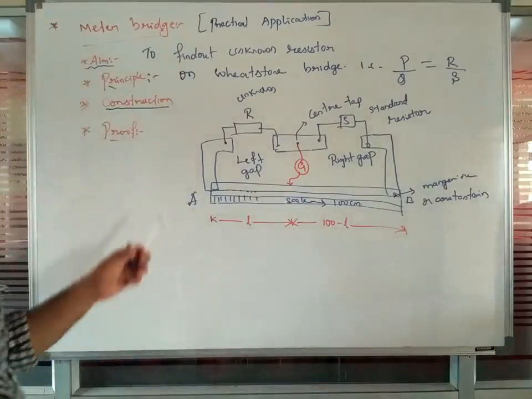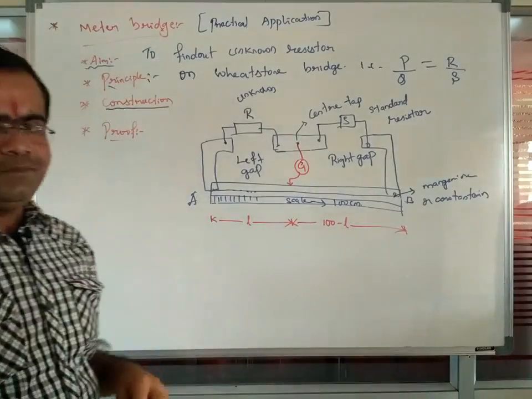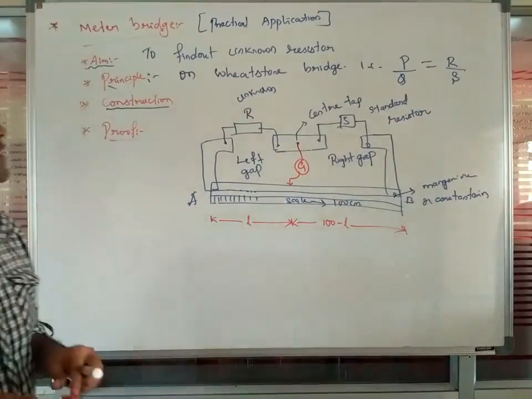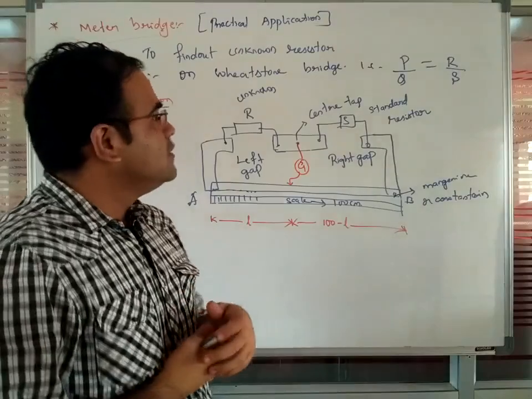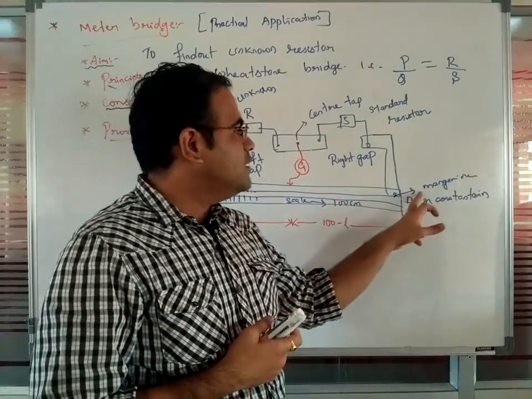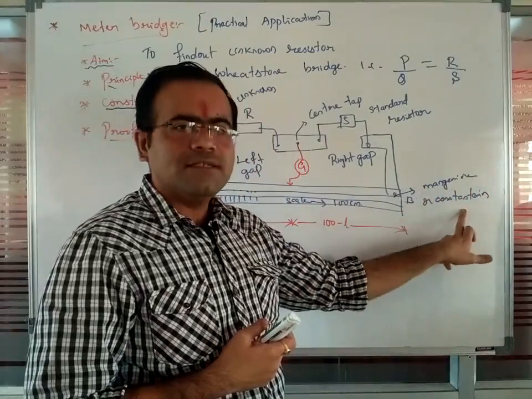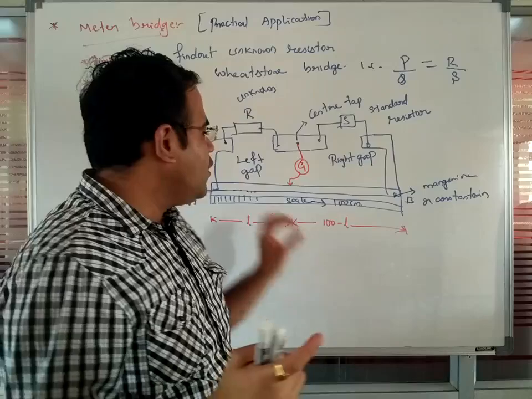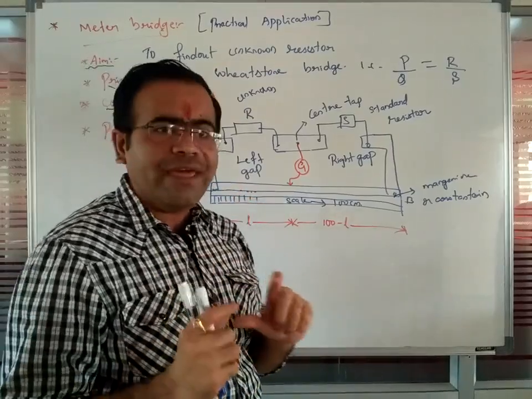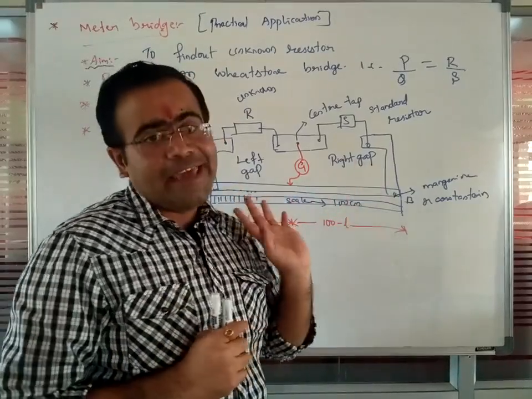So this is about the construction of the meter bridge. How is it made up? Just remember one more time, a quick glance over this. It consists of a manganin or constantan wire on the wooden board, where you fix a 100 centimeter scale on this wooden board.